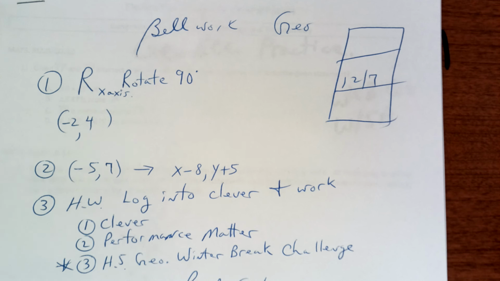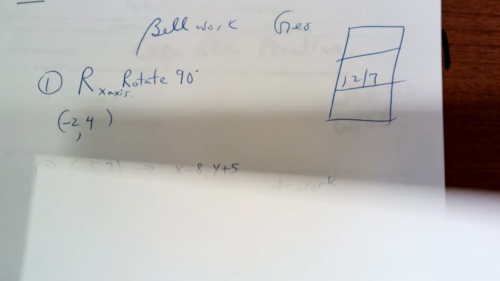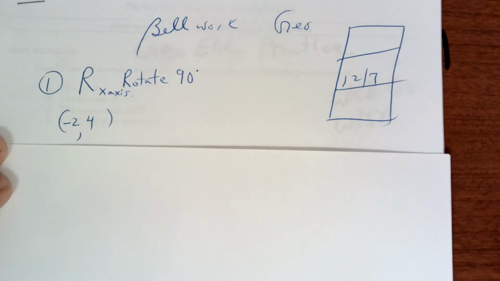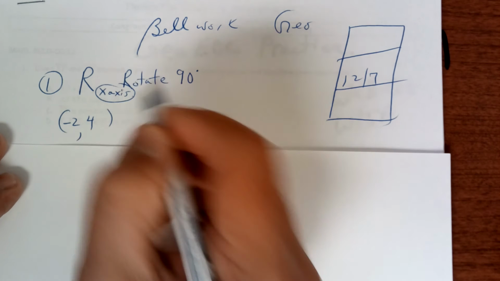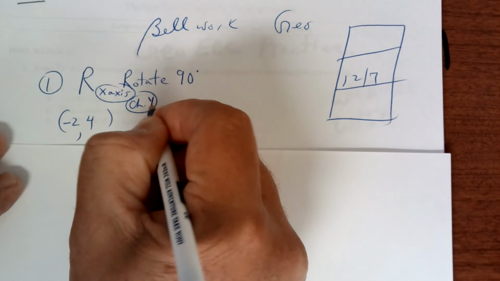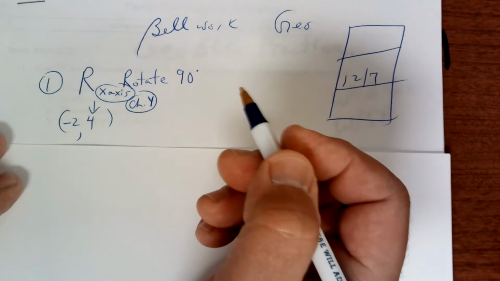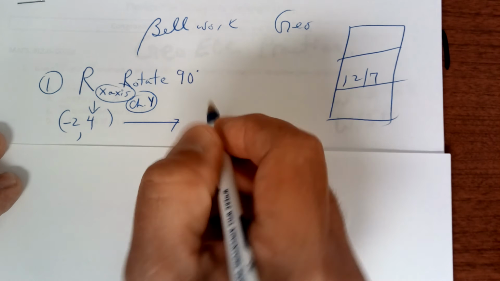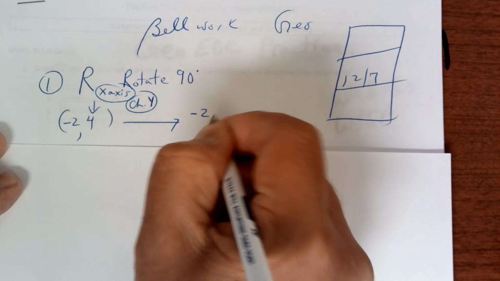Hello and good morning. Let's take a look at the bell work here. We're about ready to finish up half of this here, but we're not done yet. So look up here. If you're going to reflect it over the x-axis, you change the y. Always change the other one. So in this case, I'm going to change that. So I'm going to get -2 and -4.